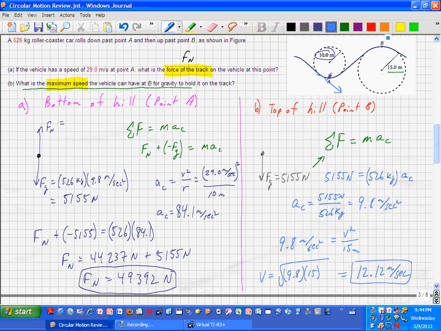Another way to look at this: when we took a look at a loop-the-loop problem, we calculated, by using the variables, that on the inside of the loop, at the top, the only acceleration is due to gravity. This time we're just on the outside of the loop. It's the same kind of concept.